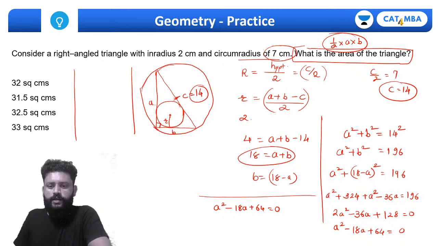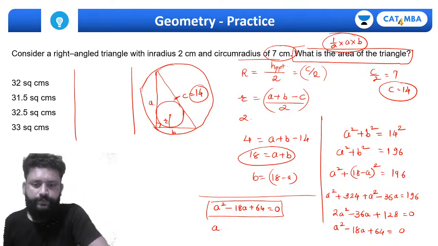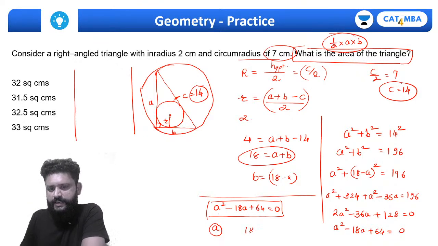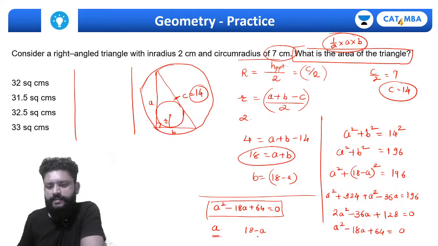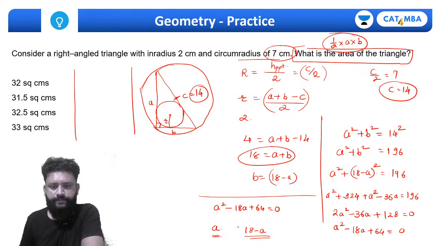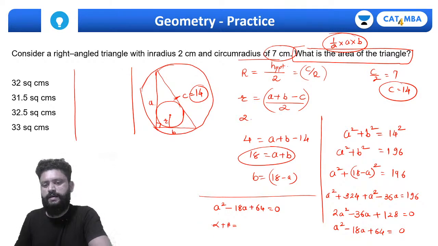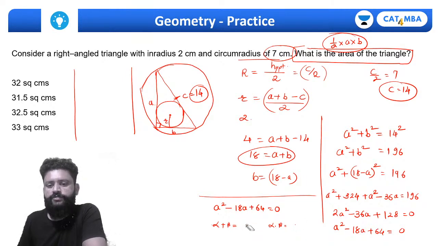Listen, I'm quite sure the roots of the quadratic equation are going to come. That will be the value of a, right? One root has to be a and the other root must be 18 minus a. Am I right, Shivam? Now how did this come? Let me quickly explain. If alpha and beta are the roots, then the sum of the roots must be minus b by a, and alpha into beta has to be c by a. So alpha plus beta must be 18 and alpha into beta must be 64.